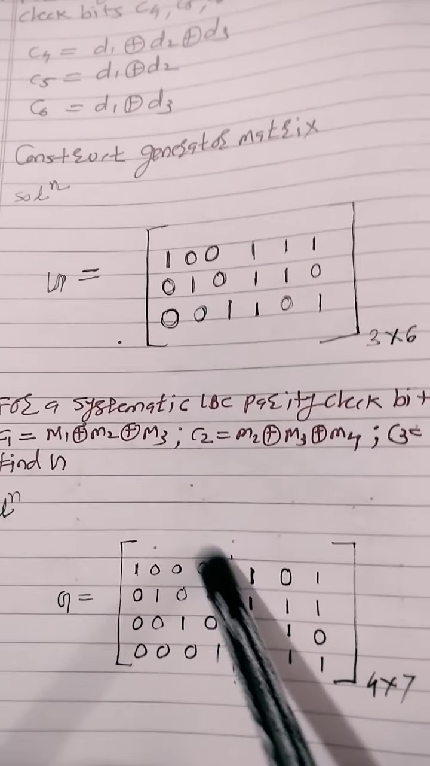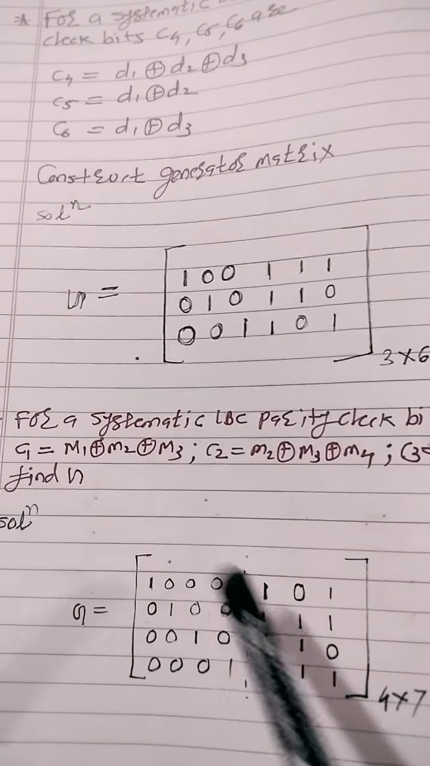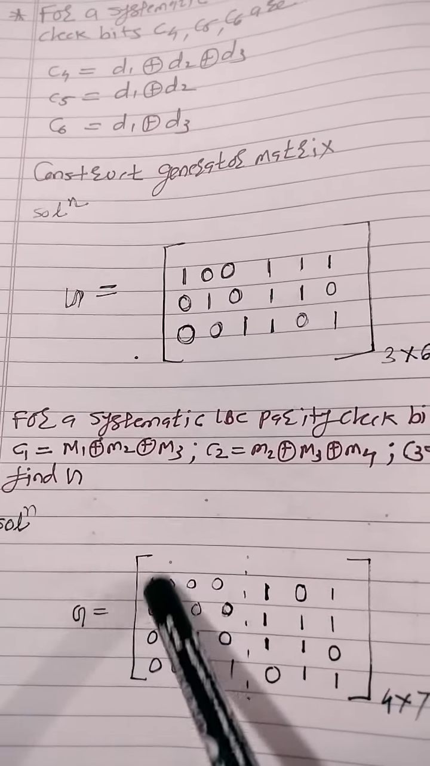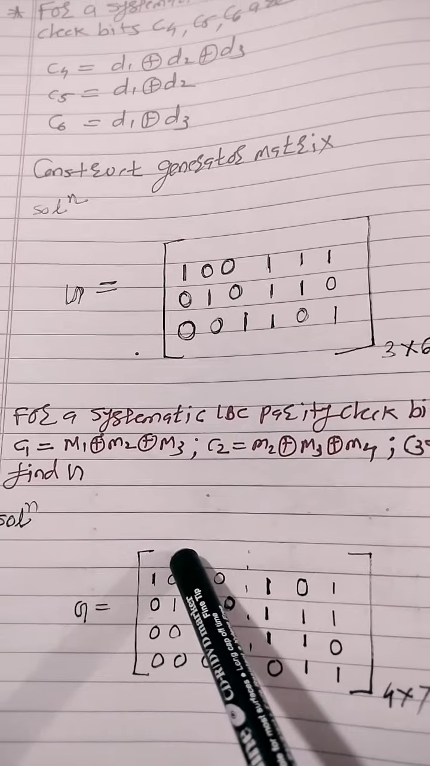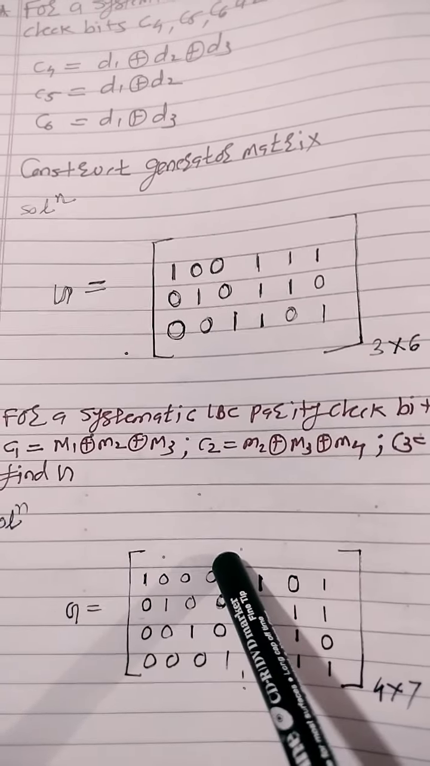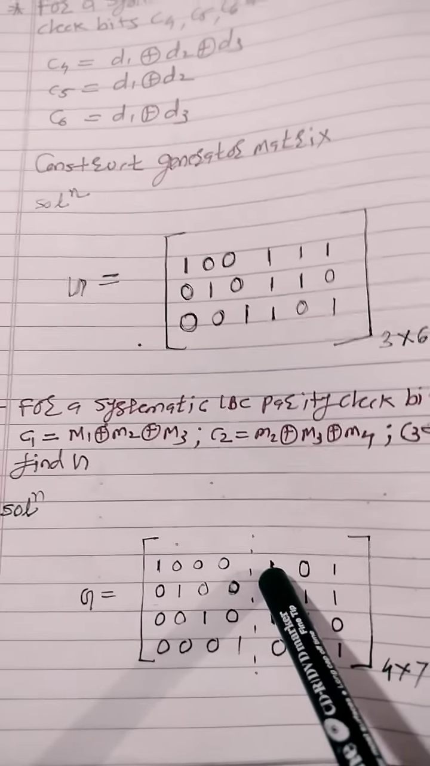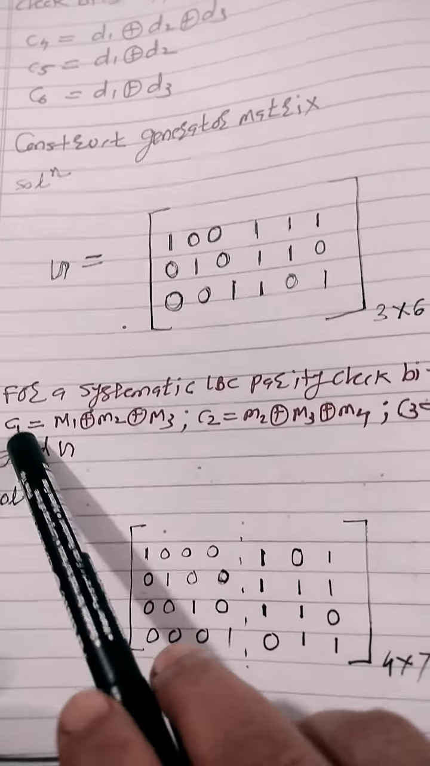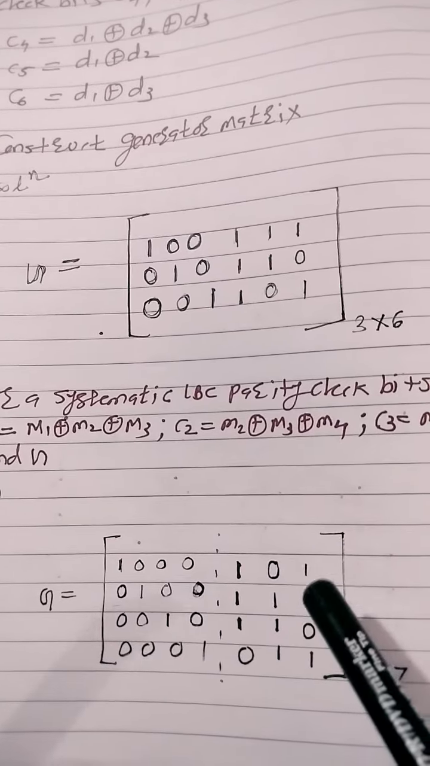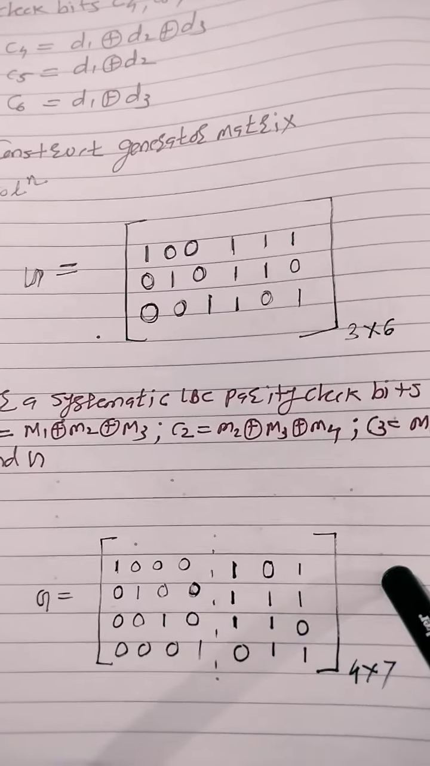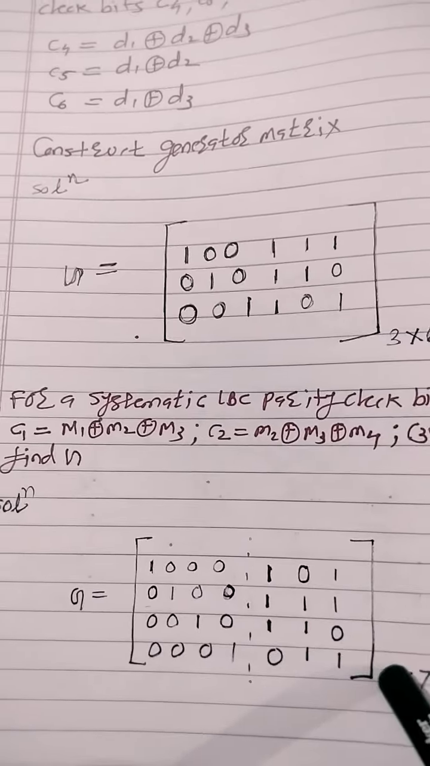So the generator matrix has the form [I_K | P], and we have to form this parity block by this equation. So this corresponds to C1, then C2, C3, C4. C1 is nothing but M1, C2 is M2, C3 is M3, C4 is M4, because in systematic the first bits are message bits. Now this is your parity bit first, which they call C1. So here you have to remember that the first row corresponds to M1, second row corresponds to M2, third row corresponds to M3, and fourth row corresponds to M4.